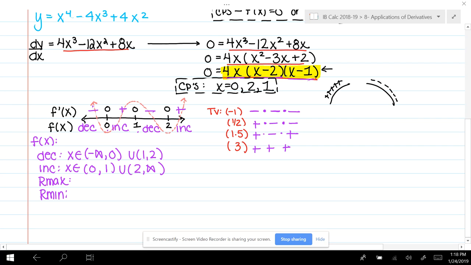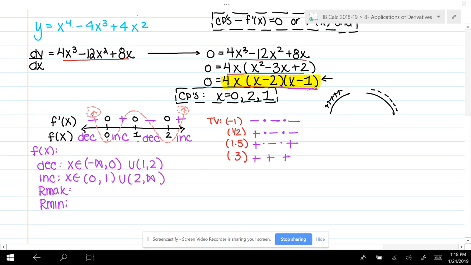Okay, this looks like a 4th degree polynomial to me because my tails are going the same way, which means he's even. Okay, and that makes sense because look at the original. He is a 4th degree. So these two should match up, like the shape. This is a 4th degree polynomial.